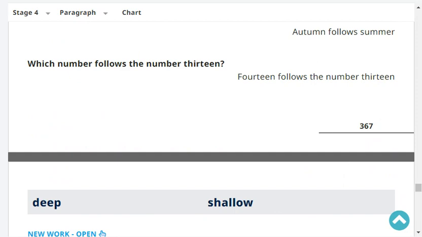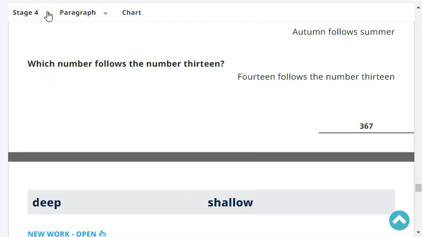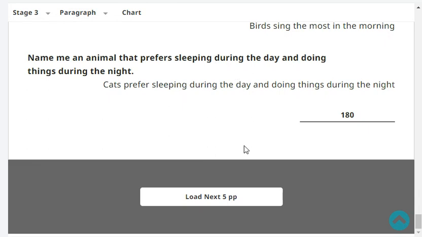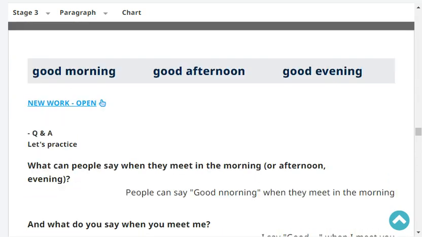Okay, very good. Now let's move on to our reading. Okay, so our reading is at stage 3, page 180. The last headword was then. Okay, let's start with the next headword. Okay. Good morning, good afternoon, good evening. Okay, here we go.